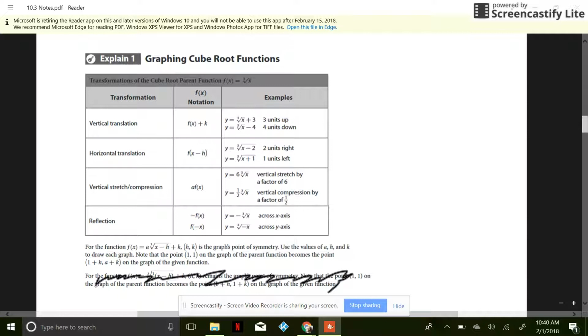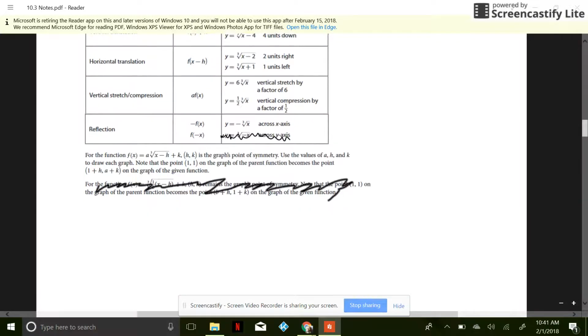Vertical stretch or compression: multiplying by a number bigger than 1 will be a stretch. Multiplying by a fraction is a compression. And then reflection, if you multiply by a negative, it's across the x-axis. The only one we're dealing with here. So again, the important point is looking for that point of symmetry. Usually it's at (0, 0).